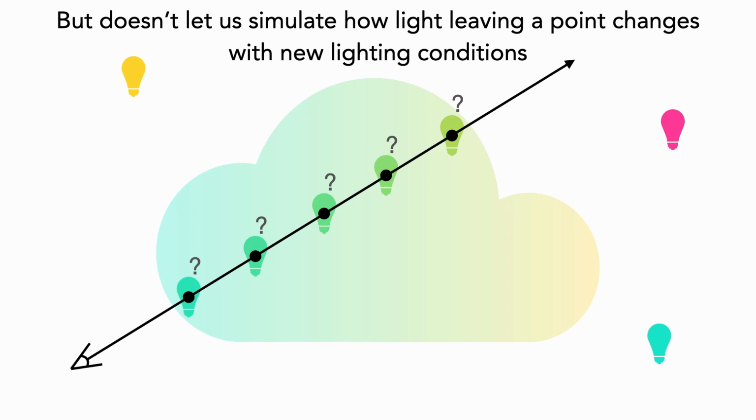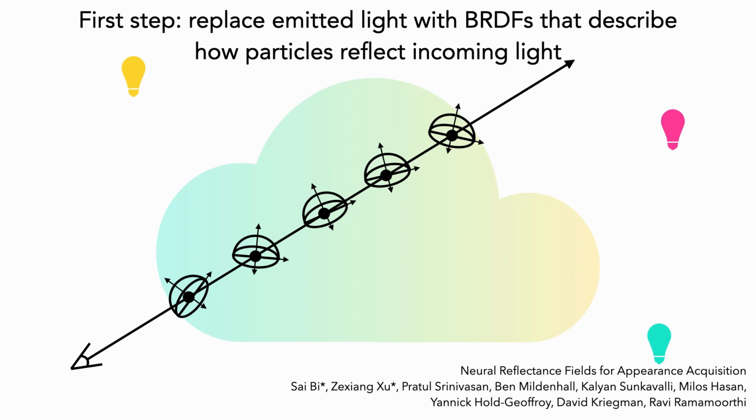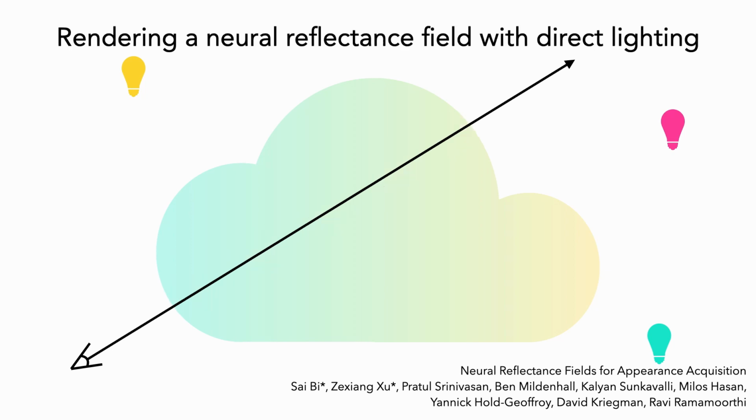And to enable relighting, we first need to replace NeRF's model of all points being light emitters with a model where all points have surface normals and a reflectance function that can describe how the particles reflect incoming light. Then we can simulate how the light from external sources, like these colorful light bulbs here, is attenuated and reflected by the particles in the scene. And so this basic idea was the key idea behind the really cool neural reflectance fields work that Zheshang talked about earlier today. In a neural reflectance field, the network outputs a surface normal direction and BRDF parameters at each point in the volume.